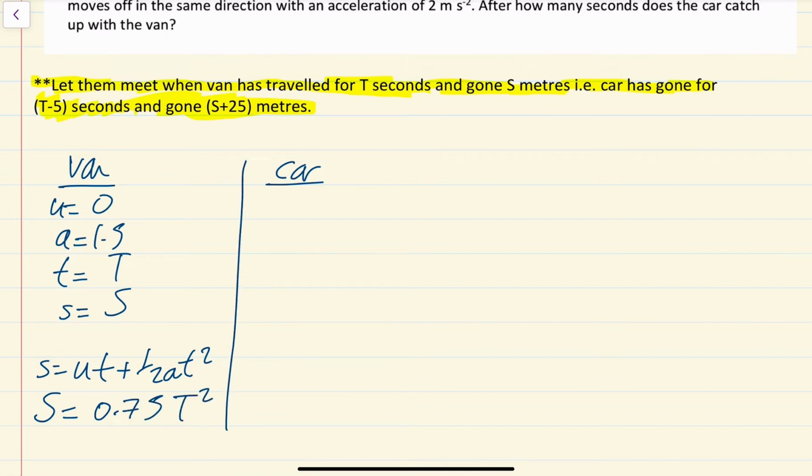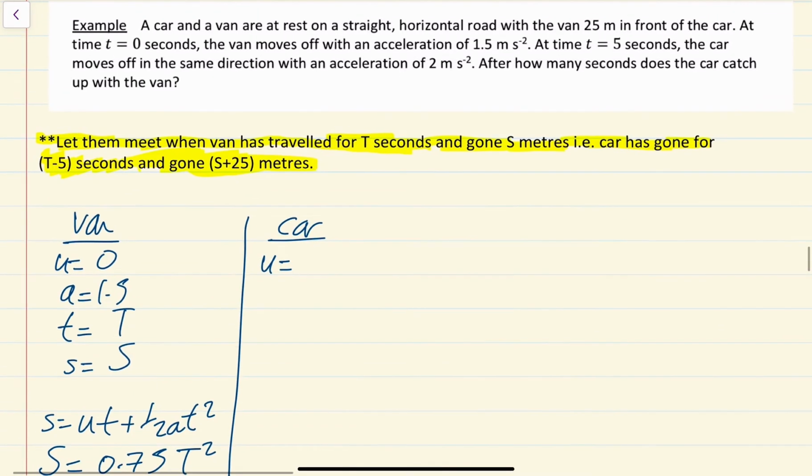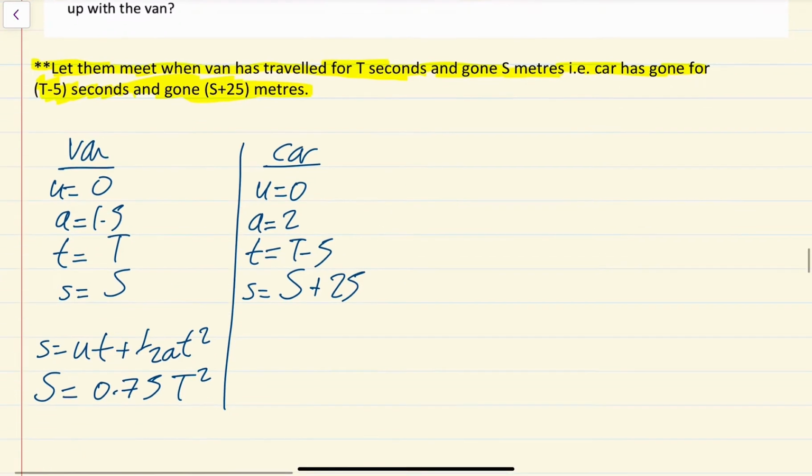Super. Now for the car, it started off at 0 as well. It accelerated, greater acceleration because it has to catch up. Went for 5 seconds less, so big T minus 5. And your s, it had to go the same distance the van went, which is big S, plus the 25 meters, because it was starting 25 meters behind.